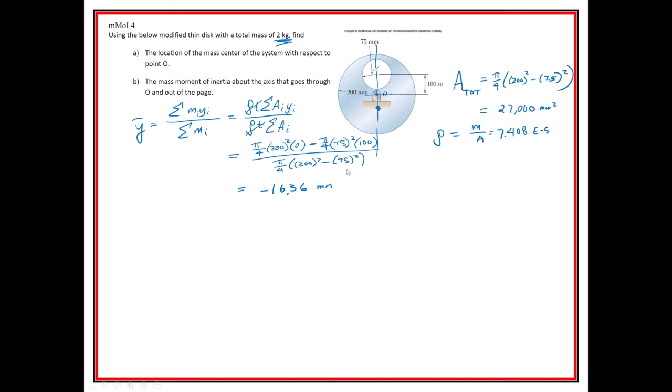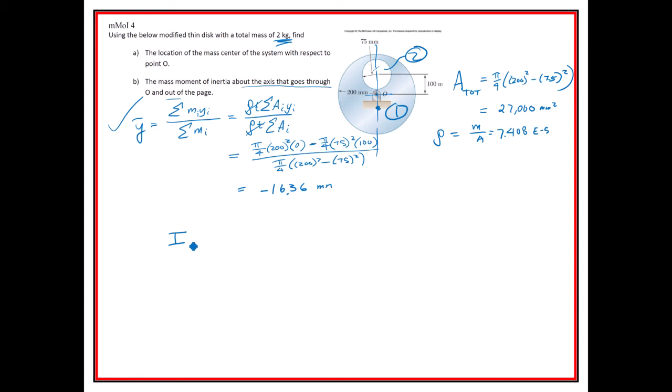And then for the mass moment of inertia, that's a lot easier a lot of times in a table. I could have done that in a table as well. So we can call this part 1 and this part 2. All right. So we take the I, and we wanted it about the axis, about the O. So that actually helps us out.